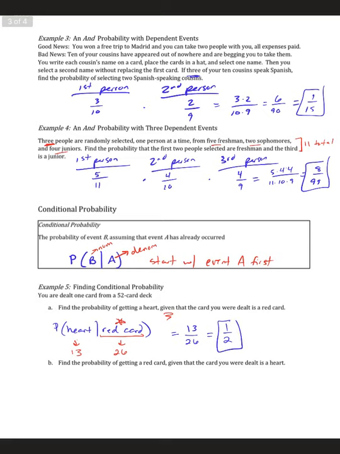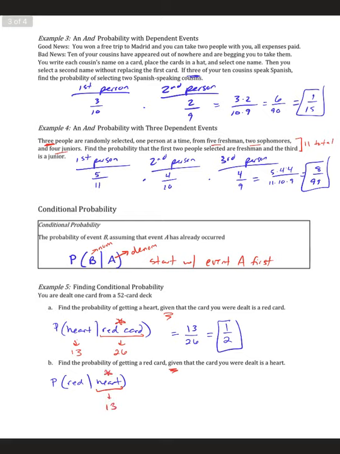The next one, we want to find the probability of getting a red card given that the card you dealt is a heart. So now we want to find the probability of having a red card given that we were dealt a heart. Well, think about it. Okay, how many hearts are there in a deck of cards? Well, in a deck of cards, there are 13 hearts.